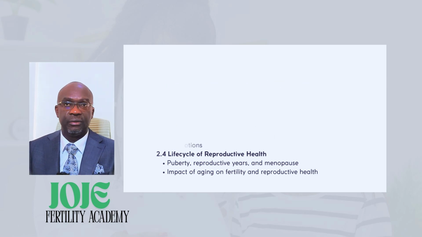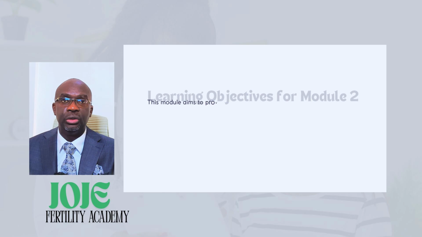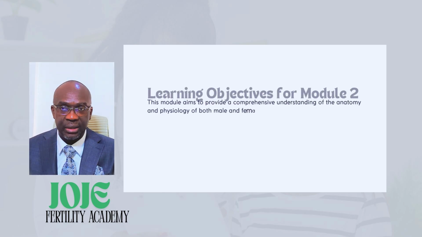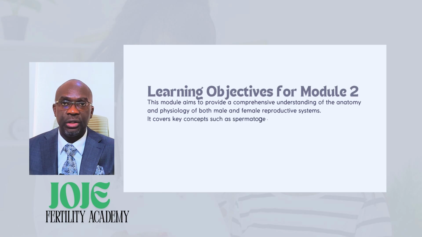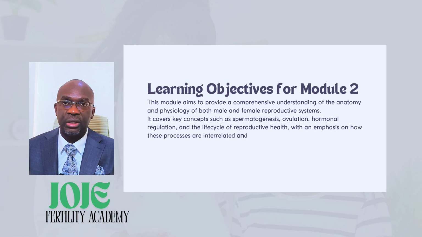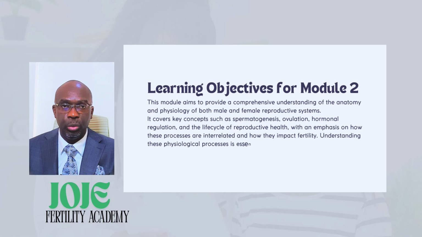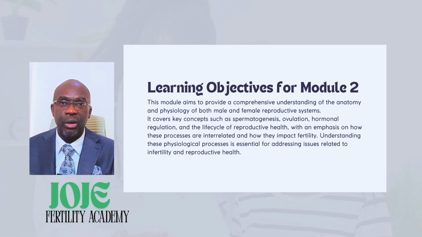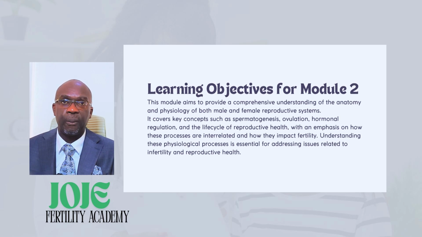What is the learning objective of this module? This module aims to provide a comprehensive understanding of the anatomy and physiology of both male and female reproductive system. It covers key concepts such as spermatogenesis, ovulation, hormonal regulation, and the life cycle of reproductive health, with an emphasis on how these processes are interrelated and how they impact fertility. Understanding these physiological processes is essential for addressing issues related to infertility and reproductive health.